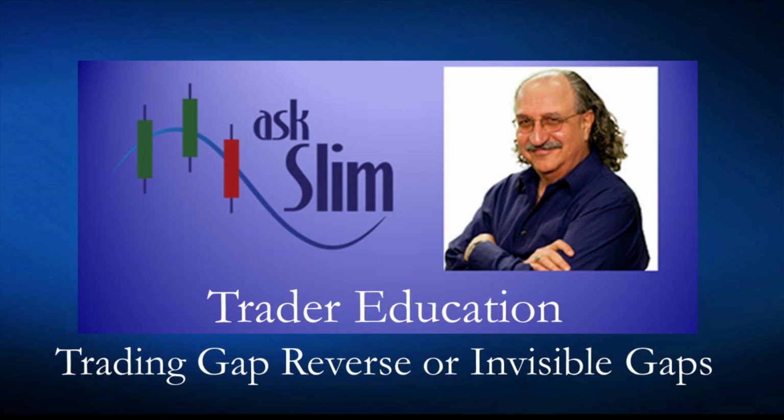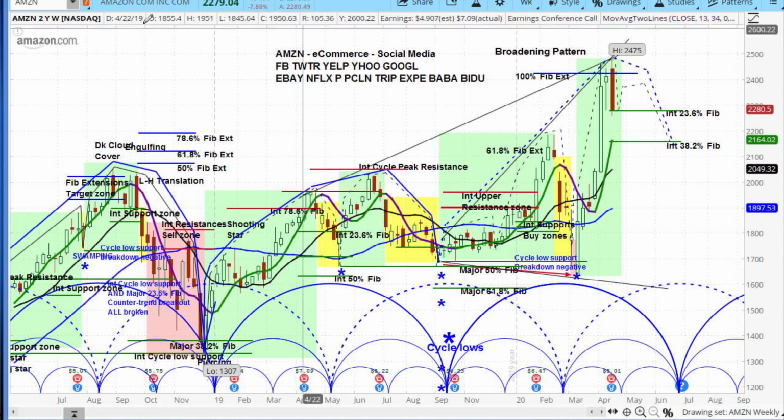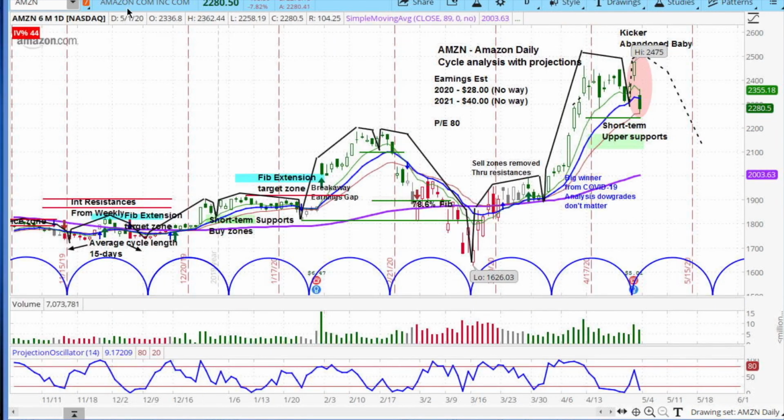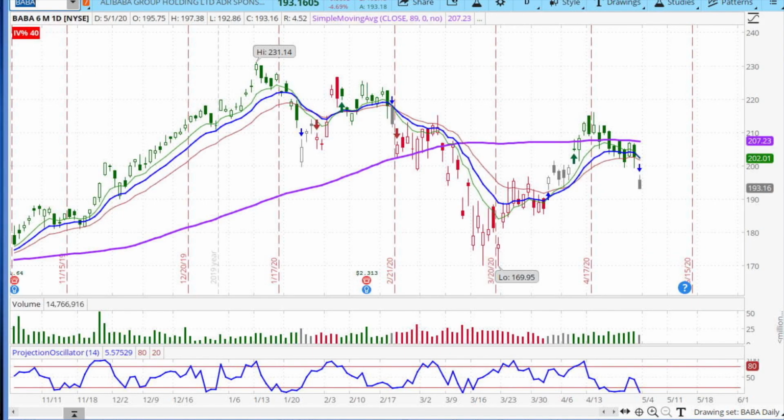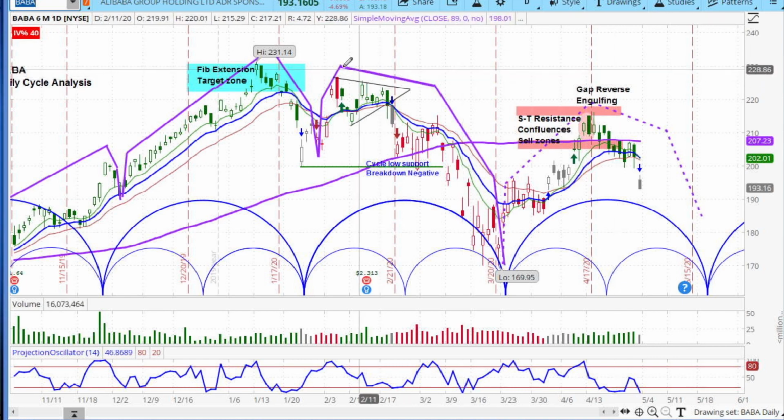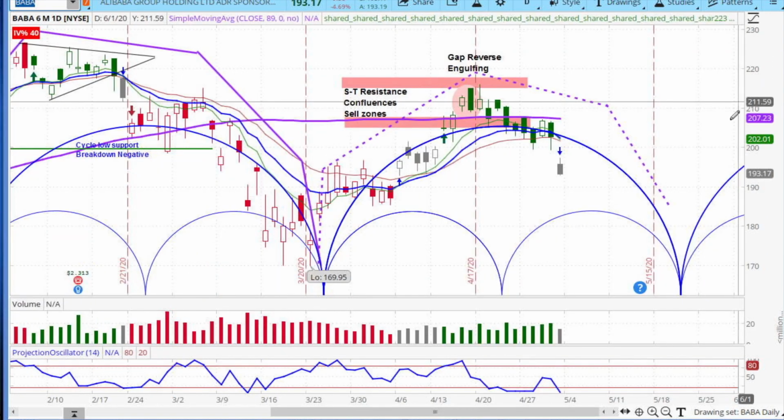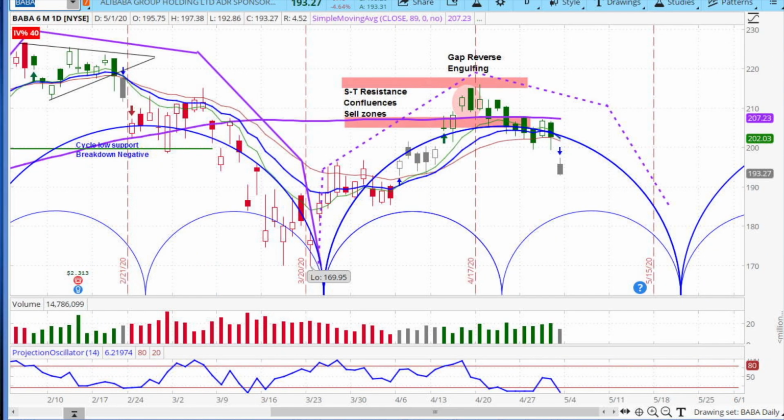So let's take a look here as we look at this Amazon chart. I'm going to move out of Amazon right now, and I'm going to switch over to daily charts. And a chart I'm going to show you in here is BABA. Now we're just going to look at this daily chart of Alibaba Group, and I want to tell you what a gap reverse is.